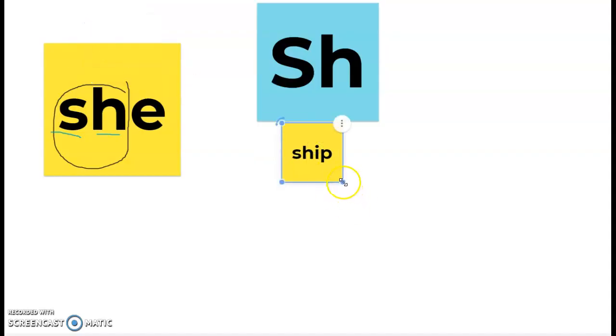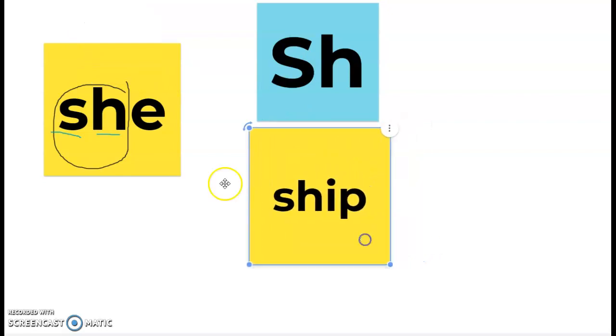Let's sound out this word. Sh, i, p, sh, i, p, ship. We know sh says sh, i says i, and p says p. If we put those sounds together, we get sh, ip, ship. Let's look at another word.